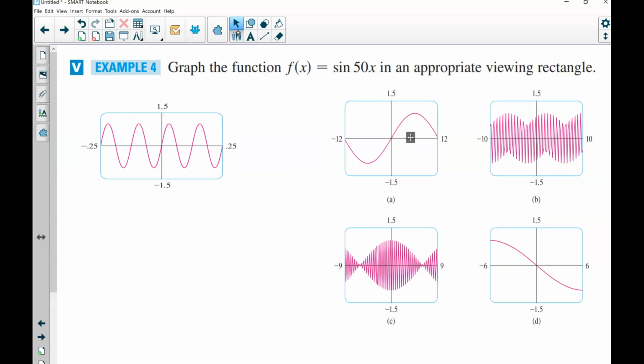So hopefully I can get this to work here. So when we have y is equal to the sine of 50x. Okay, so we know that the function, the sine, has a period of 2.